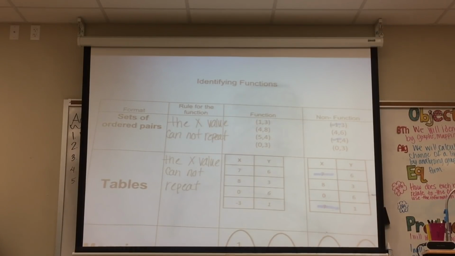When determining functions, you do not have to worry about the y value. So on this one, you have a 6 here and a 6 here. That's okay, because you're only looking at the x values. So the reason why this one is not a function is because the 7s repeat. The reason why this one is not a function is because the 1s repeat. None of them can be repeating.